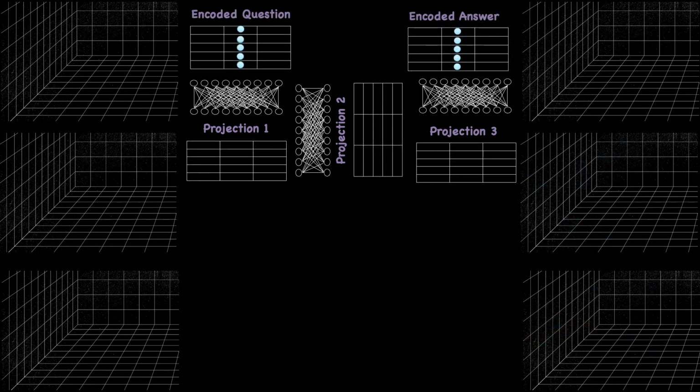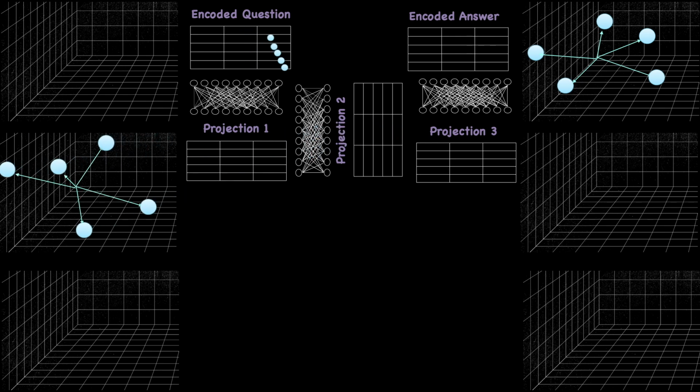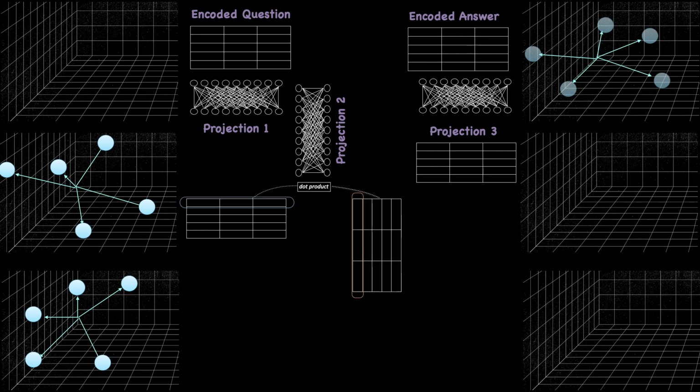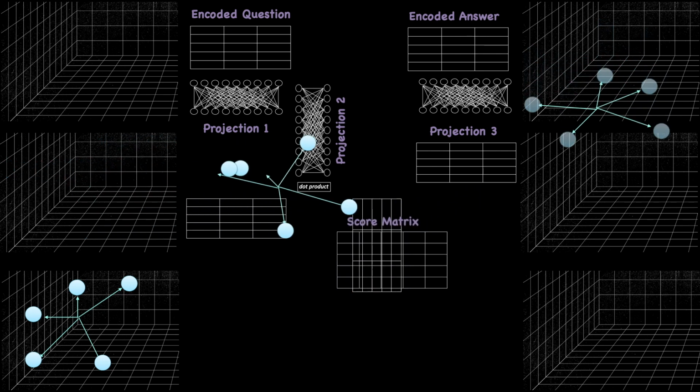Lastly, let's look at the third attention network, where we process the encoded question matrix and the encoded answer matrix. The encoded answer matrix will connect to 1 linear layer to produce projection 1, and the encoded question matrix will connect to 2 linear layers to produce projection 2 and 3. Projection 1 encodes our answer, while projection 2 encodes our question. We will dot product the 2 to obtain the question and answer score matrix.